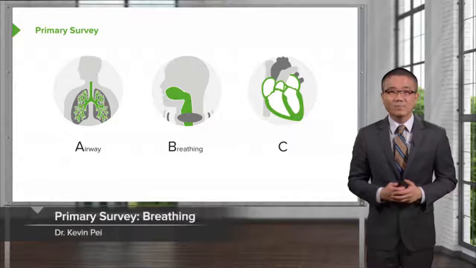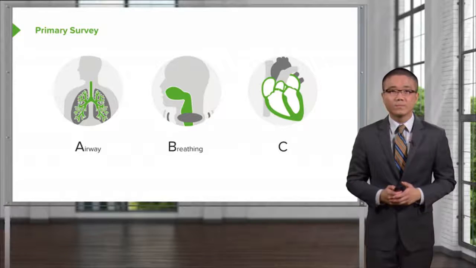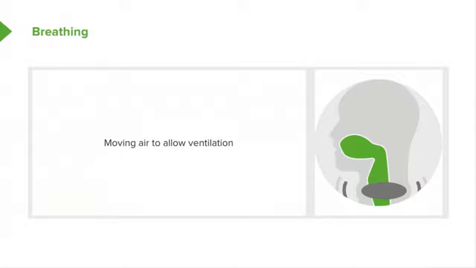Next, after airway has been ascertained, we move on to breathing. B for breathing. In breathing, we are evaluating whether or not the patient is moving air to allow ventilation. Just because the patient has an intact airway, meaning the conduit is not obstructed, does not necessarily mean that the patient is actually moving air through the conduit.